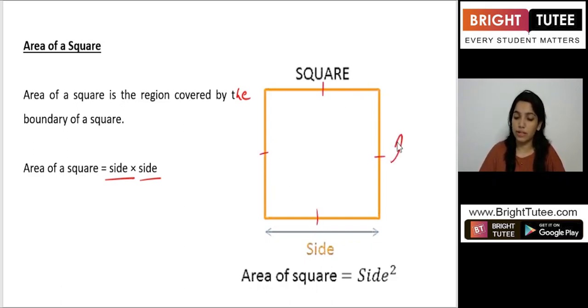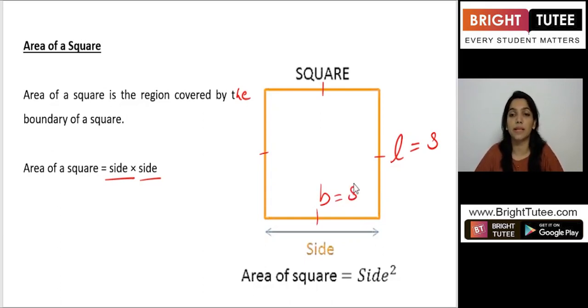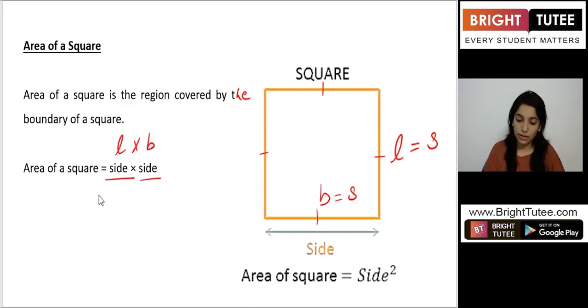So instead of writing length times breadth, because here the length is the same, we represent it by side S, and here the breadth is also of the same length, so let us represent it by side S. So we can write side times side instead of length times breadth, though the two things are the same. You can either write it as side times side or side squared.